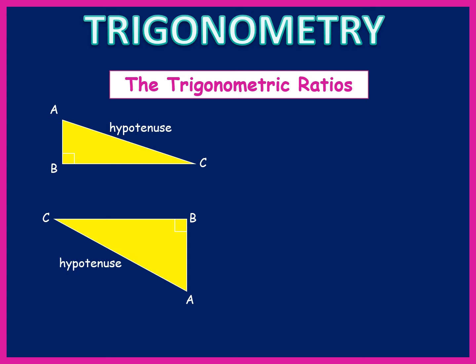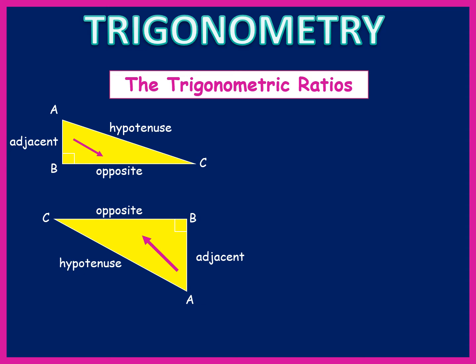In this slide, I'm going to be talking about angle A, which means the side opposite angle A is BC. So we're going to talk about the opposite side. And then the one next to angle A, we're going to talk about the adjacent side.